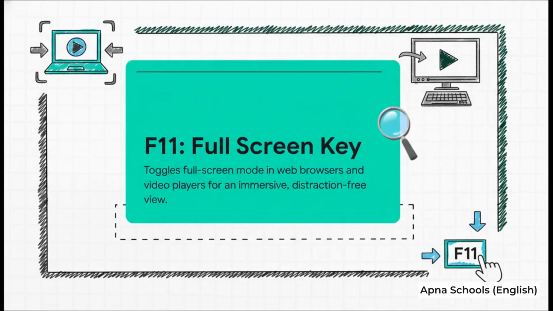Now this one is so simple, but oh so satisfying. F11 is the full screen key. When you're watching a video or browsing a website and you just want to get rid of all the toolbars and distractions, just hit F11. Everything disappears, giving you a beautiful, clean view. Press it again and it all comes right back.